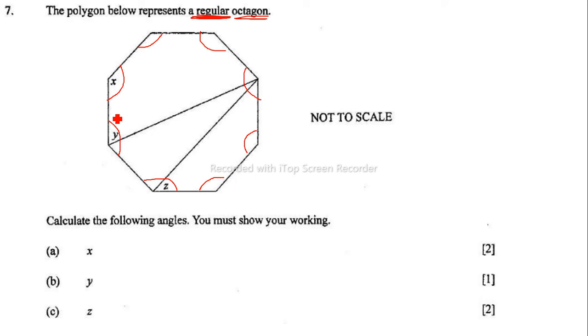Is this where we use the formula? Yeah, certainly. We're trying to find the interior angles of this octagon.